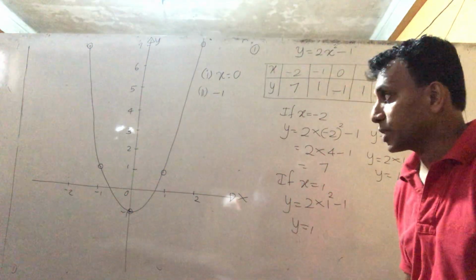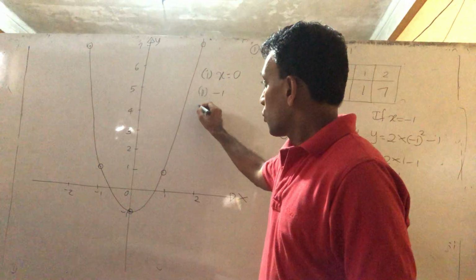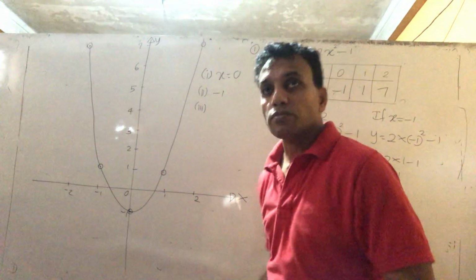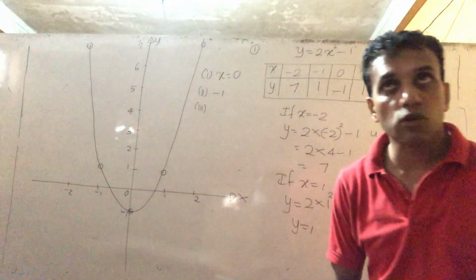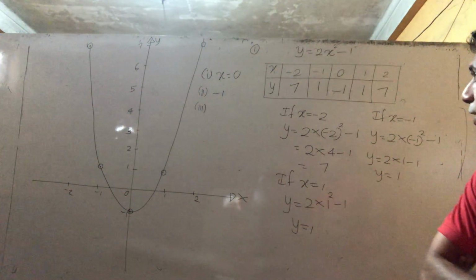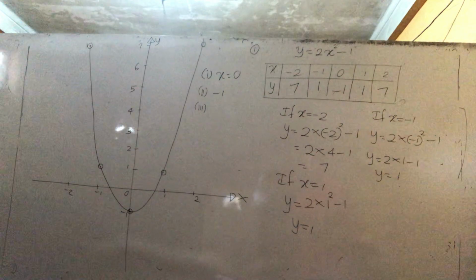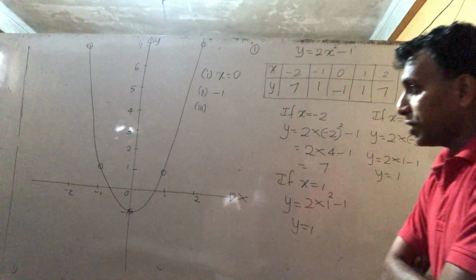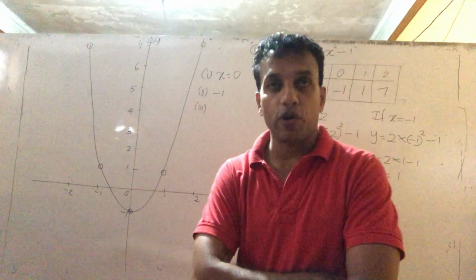Minimum value is -1. Right, number 3, third part. Write the coordinates of the turning point.